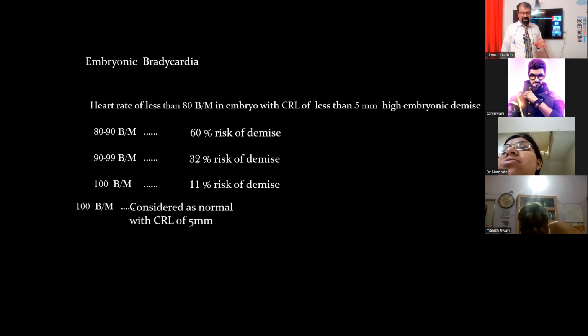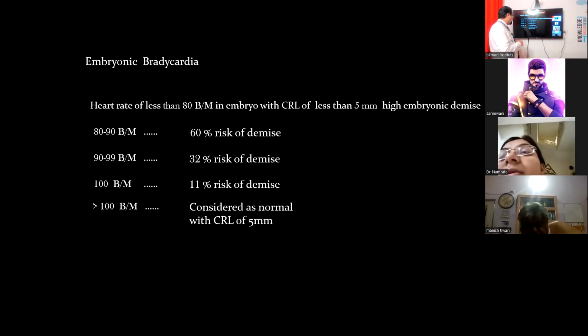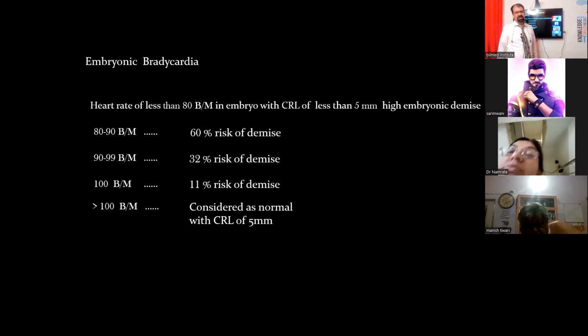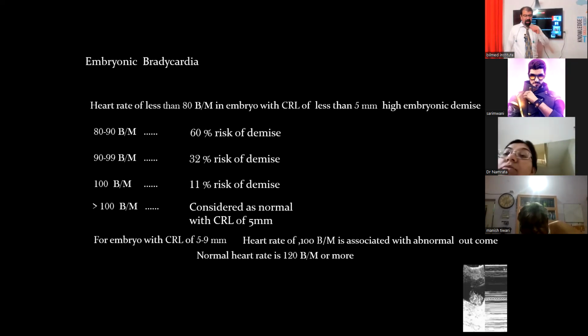Now, what is normal is that I should have more than 100 beats per minute when I am dealing with a CRL of 5 millimeters. Please note these points. Now, as the embryo is increasing in size, when the CRL is in the bracket of 5 to 7 millimeters, a heart rate of 100 is associated with an abnormal outcome, because here I should have more than 120 beats per minute.